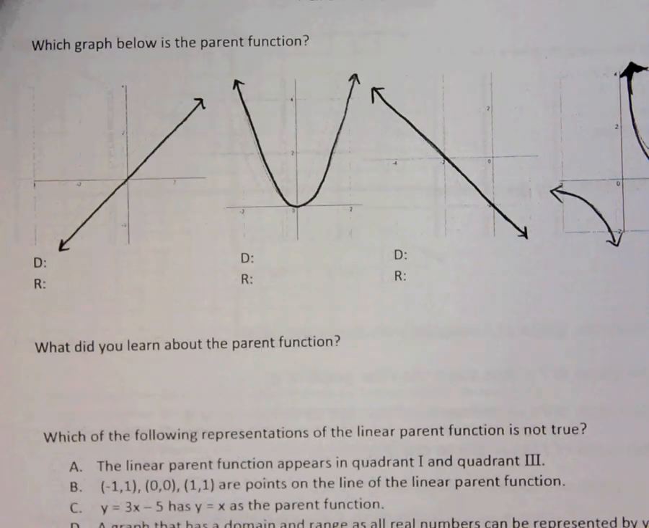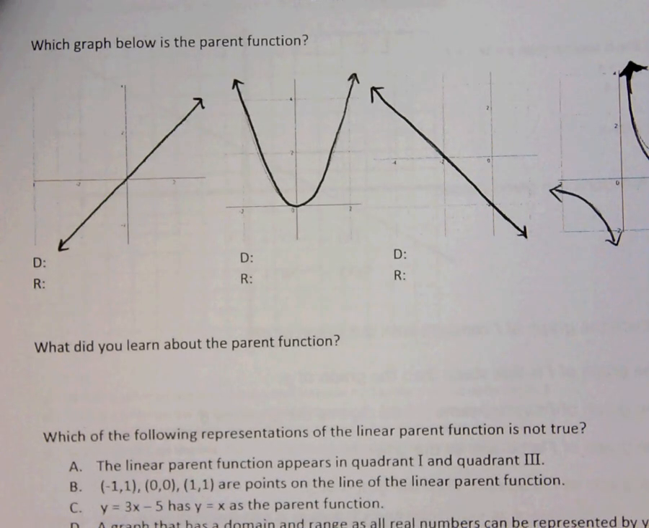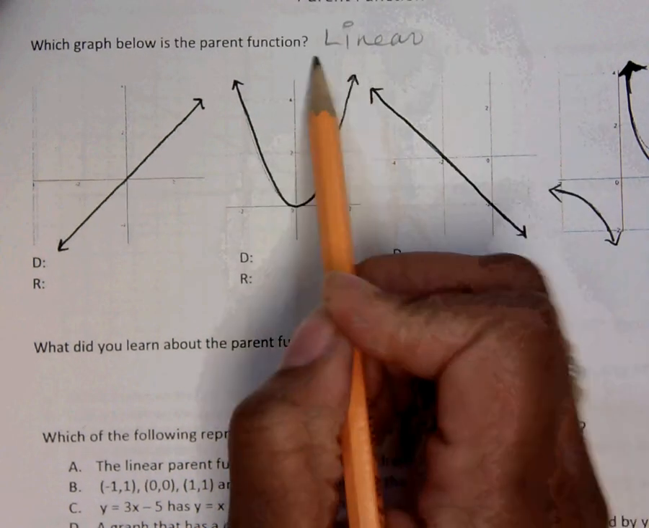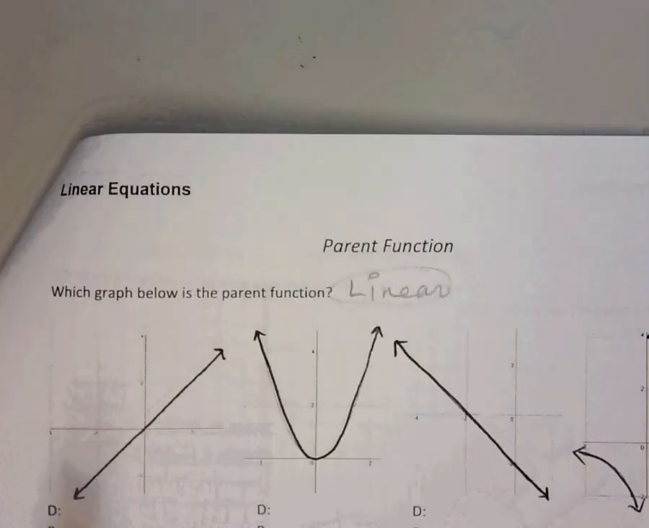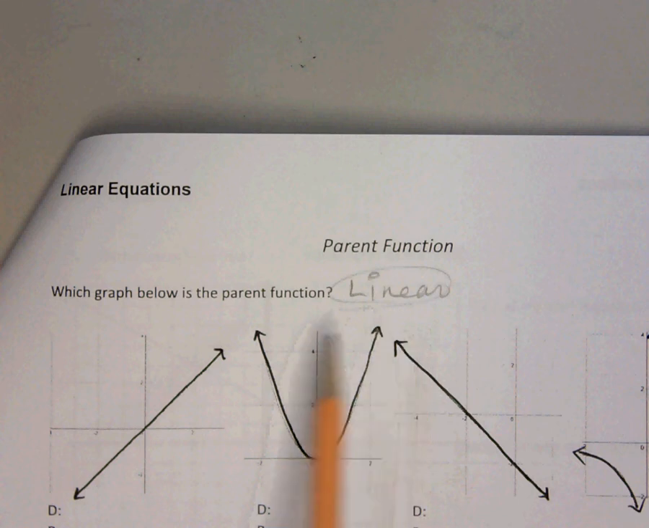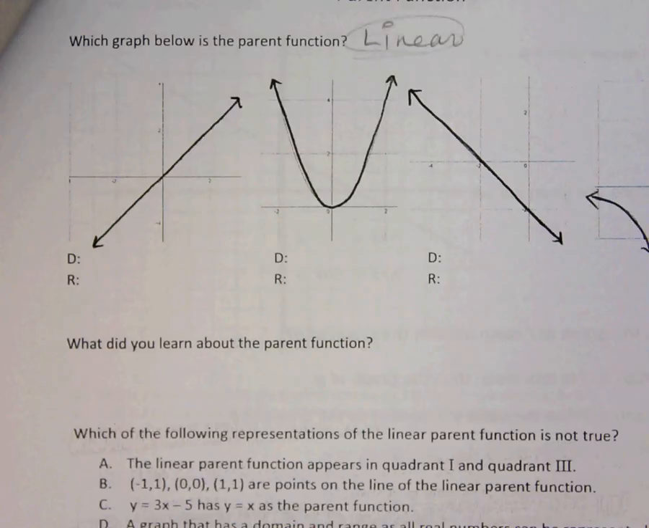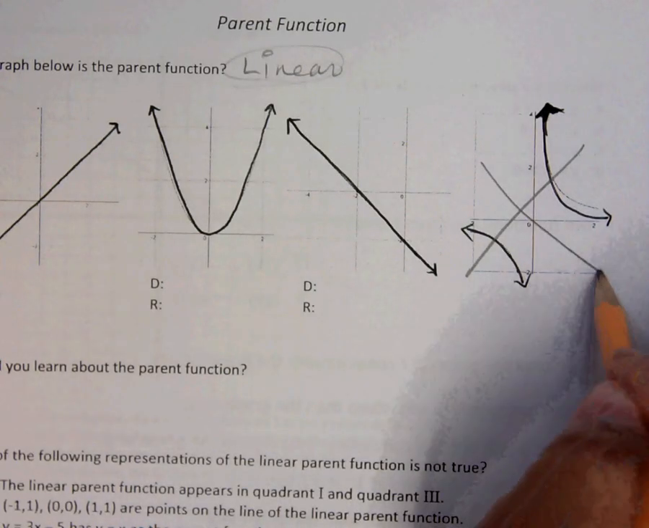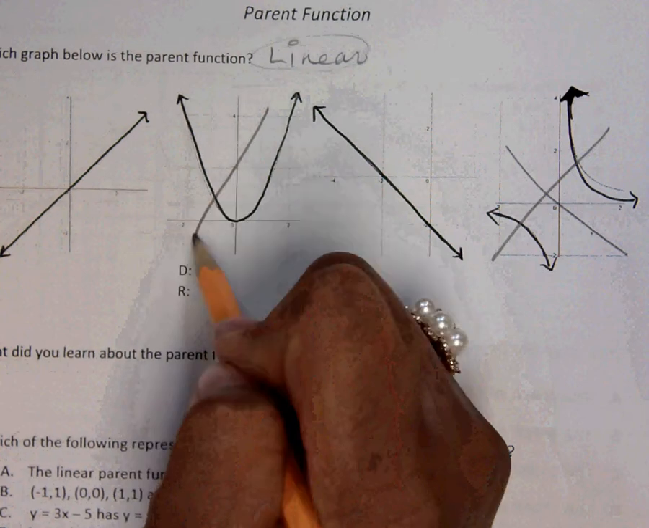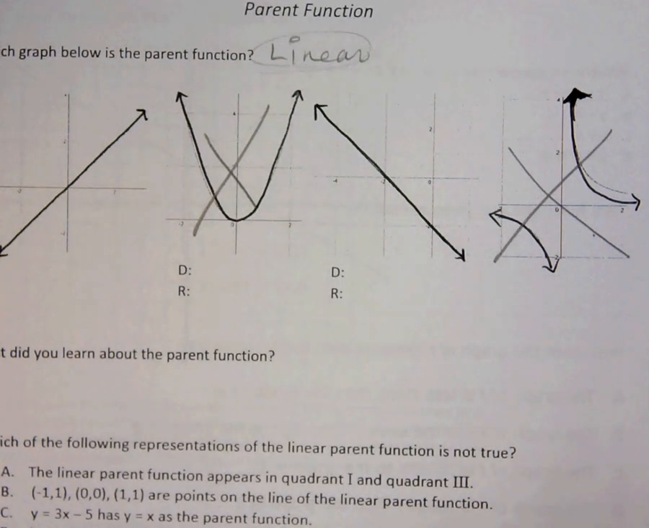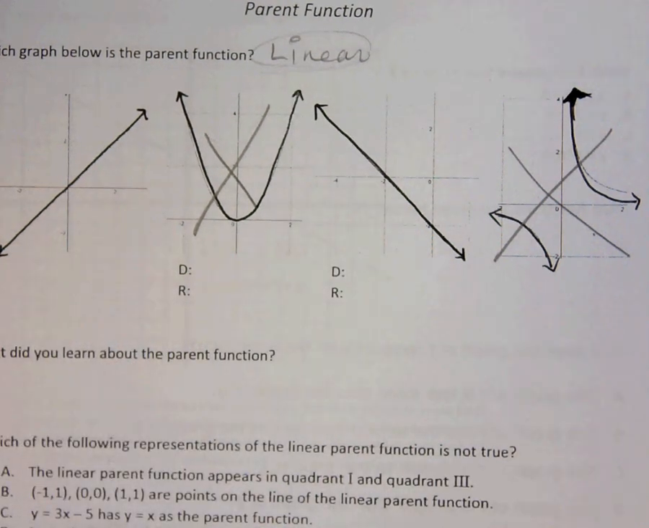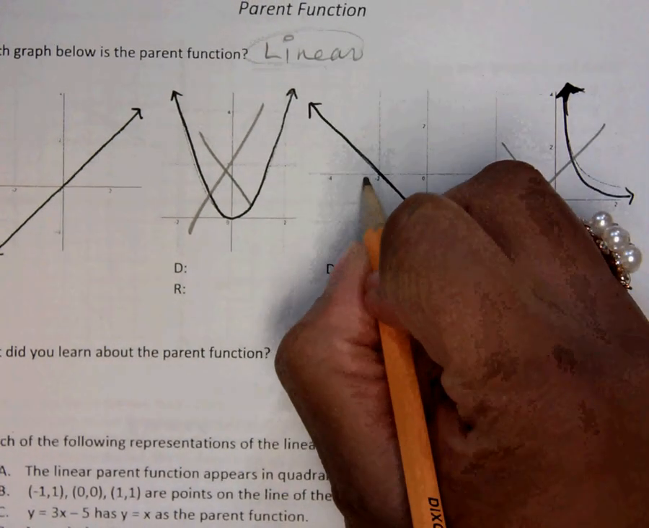Okay, so now we're going to take this information and answer the first 3 questions. Which below is the parent function? Well, parent function for linear equations, and that's the word that's not written in the question, but we were talking about linear equations. So this is asking for the linear parent function. That would have to be, well, this is not a line. That's a rational function. That's quadratic. That's a parabola. I need a line.